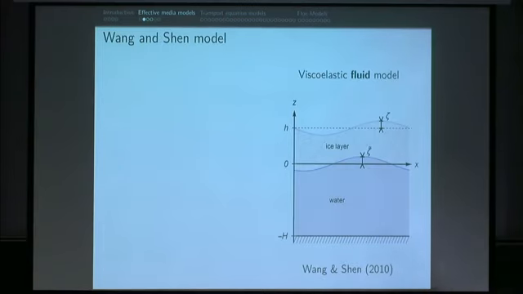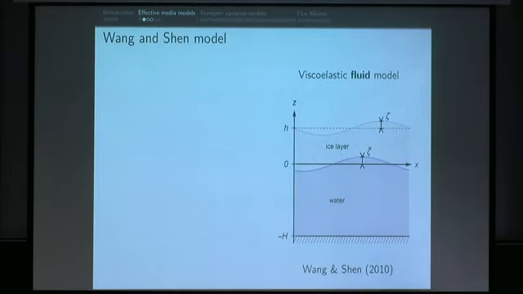So the idea of the Wang and Chen model was to describe all the near-surface processes in the ocean by a viscoelastic fluid layer. So I call it the ice layer here, which is on top of an inviscid water layer. But it is not representing a sheet of sea ice, but everything that happens at this ocean surface. So it's a mixture of ice floes and fresh ice and frazil ice and whatever we have there.